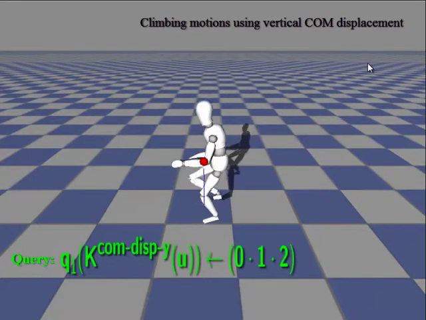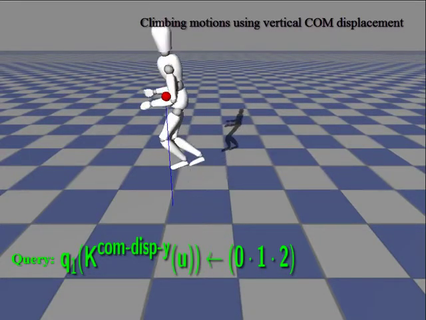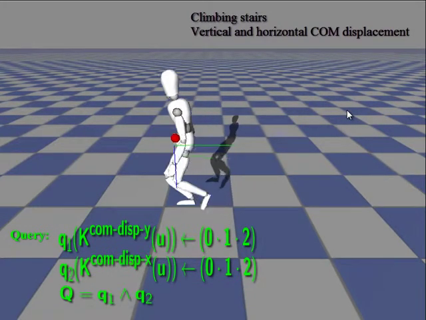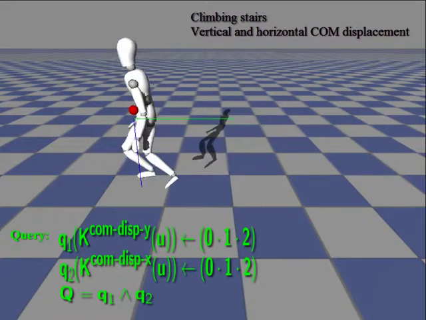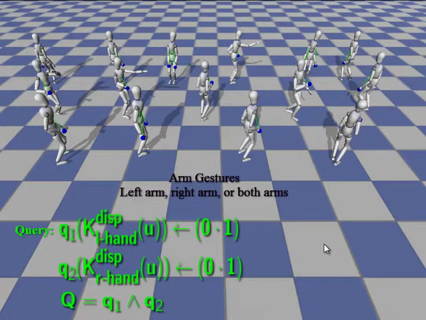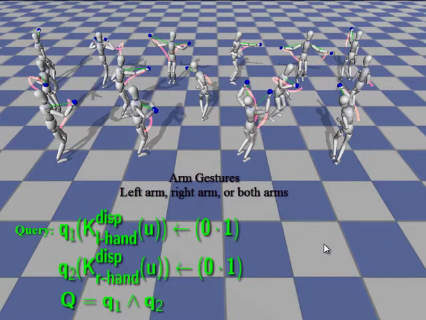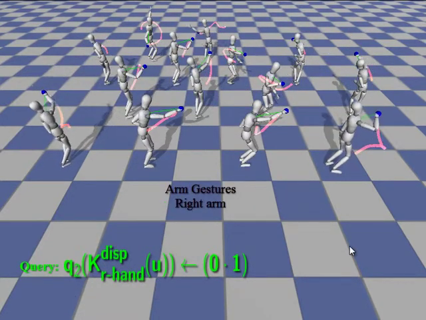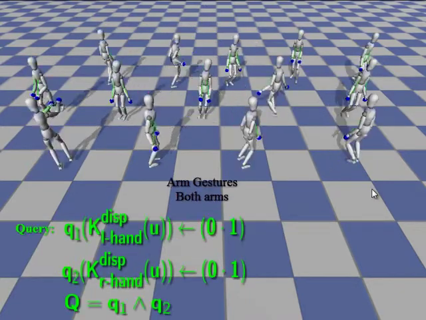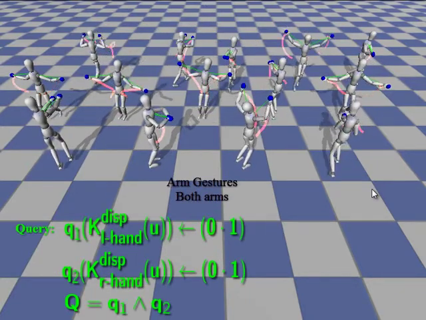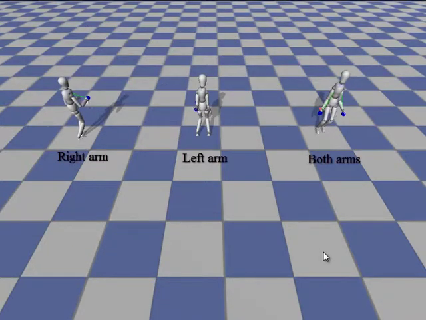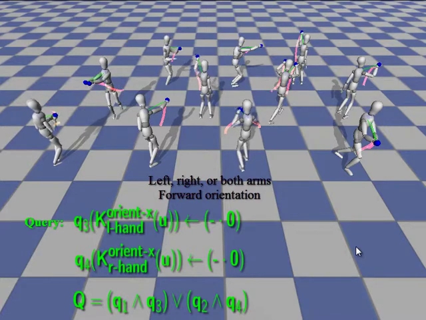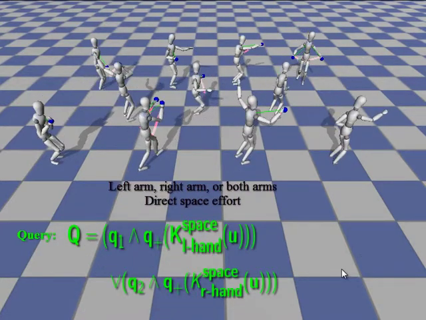The vertical center of mass displacement is used to detect climbing motions. Introducing a horizontal displacement returns results where the center of mass takes a diagonal trajectory, such as climbing a flight of stairs. Arm gestures are queried by checking if the hand displacement crosses a maximum threshold. Results can be filtered for either one or both arms. Arm orientation can be specified for more specific gestures.